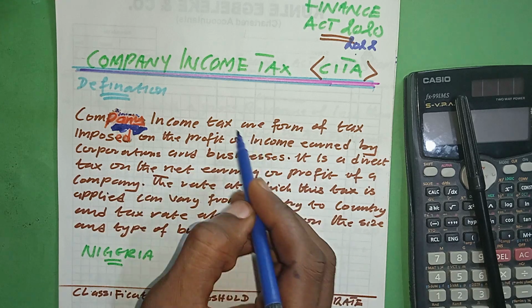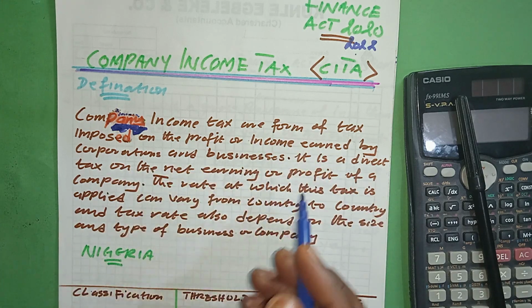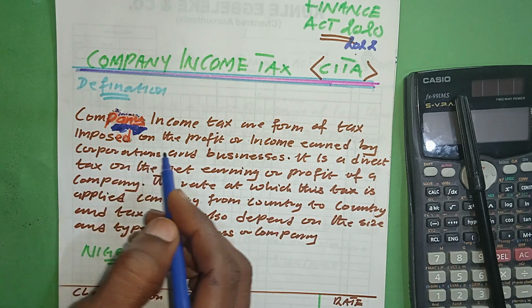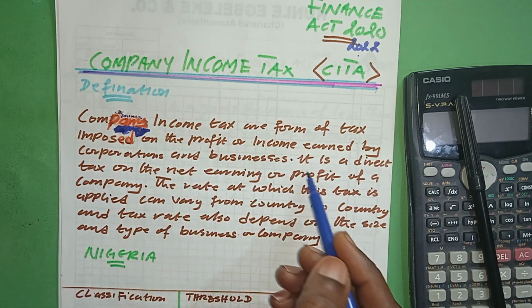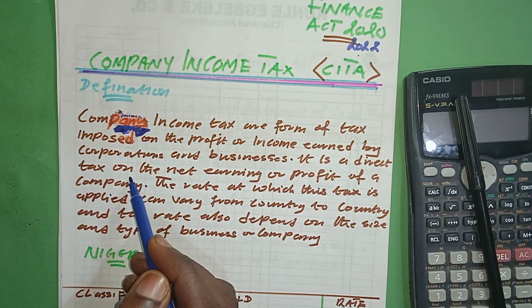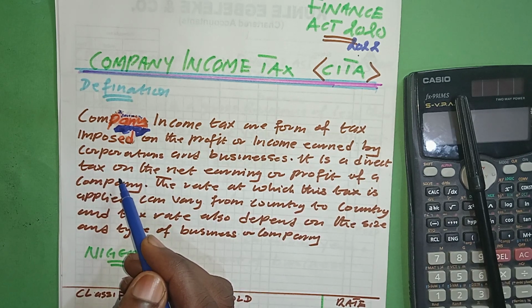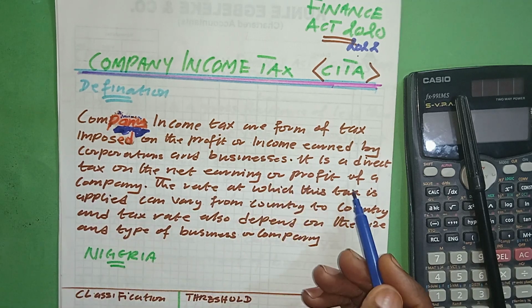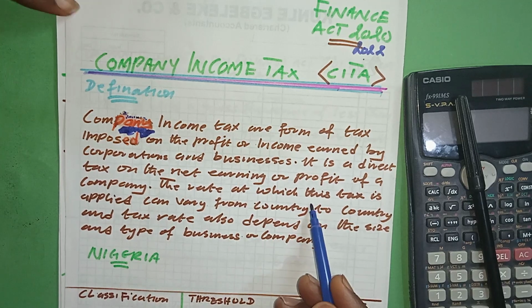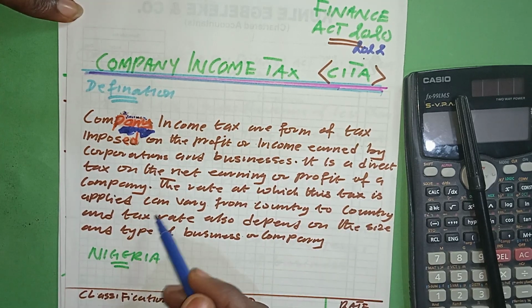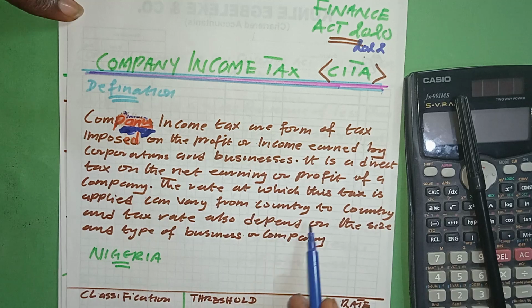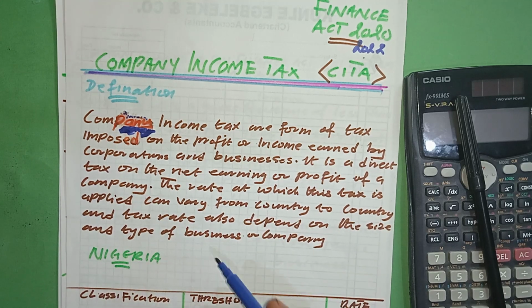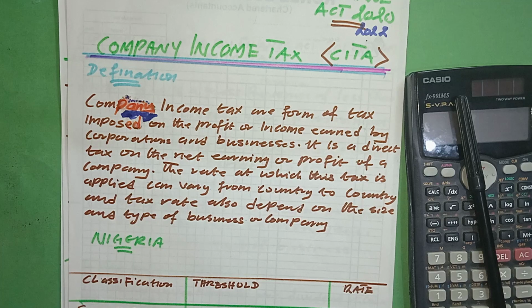Now, company income tax is a form of tax imposed on the profit or income earned by corporations and businesses. It is a direct tax on the net earning or profit of a company. The rate at which this is applied can vary from country to country, and the tax rate also depends on the size and type of the business or company. Now, just put this definition in your mind.